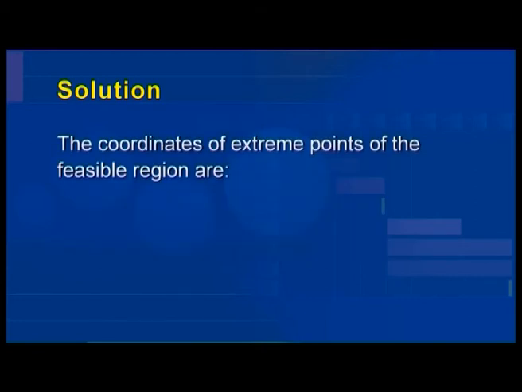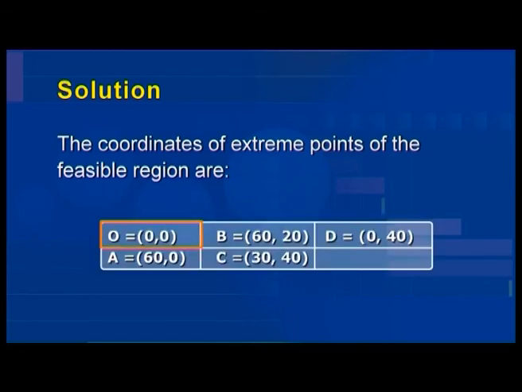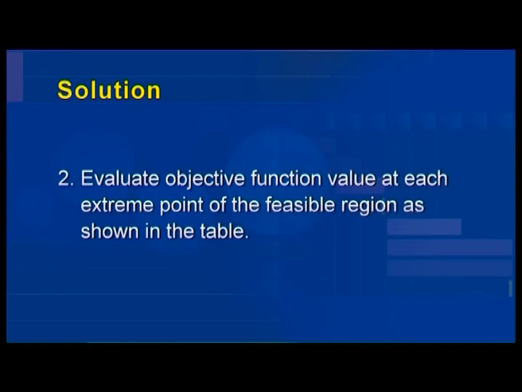The coordinates of the extreme points of the feasible region are O equal to 0, 0, A equal to 60, 0, B equal to 60, 20, C equal to 30, 40, and D equal to 0, 40. Evaluate the objective function value at each extreme point of the feasible region as shown in the table.